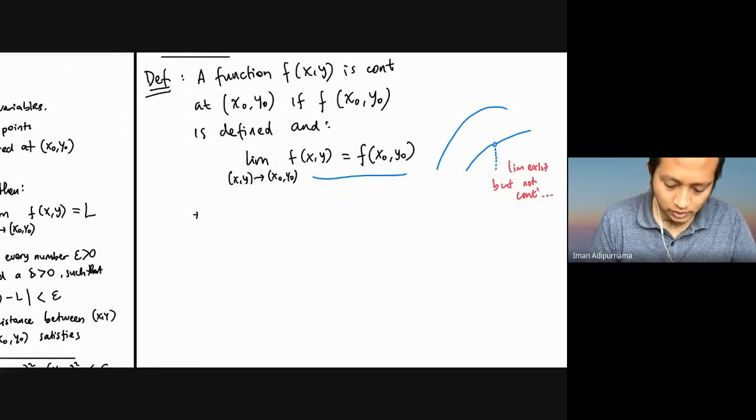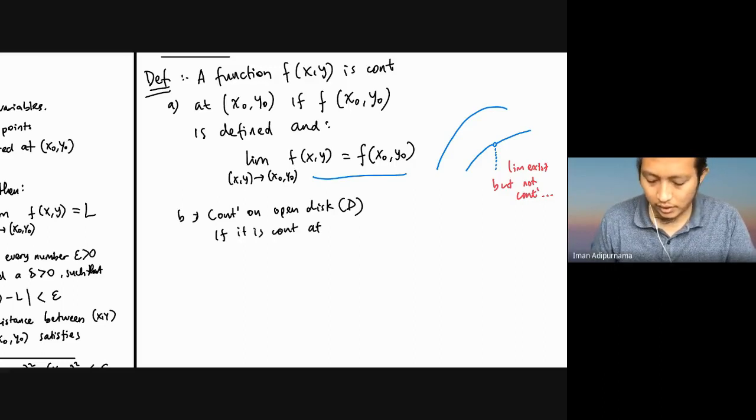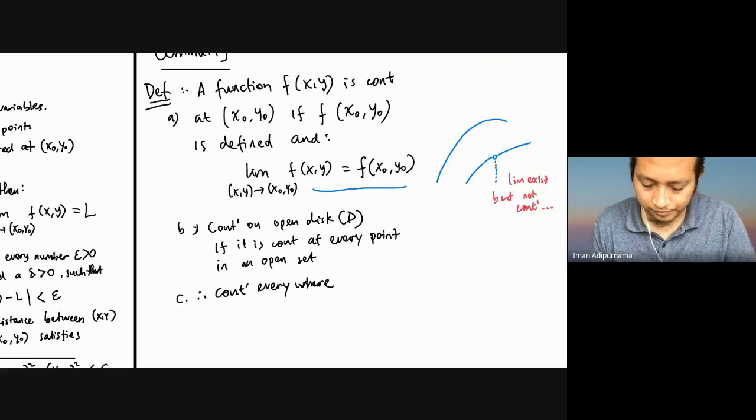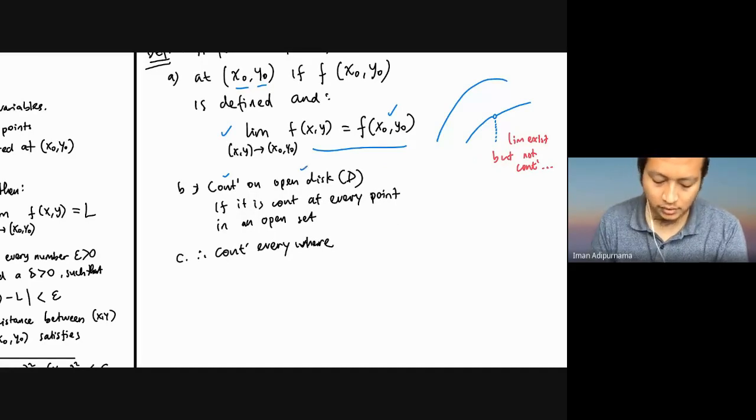And then the second definition: it will be continuous on an open set, if it is continuous at every point in an open set. And thus, it is continuous everywhere. So because the function is defined at this point, and the limit is the same as when we observe the function itself at that point, we can conclude that it's continuous on the open set, and thus it's continuous everywhere.